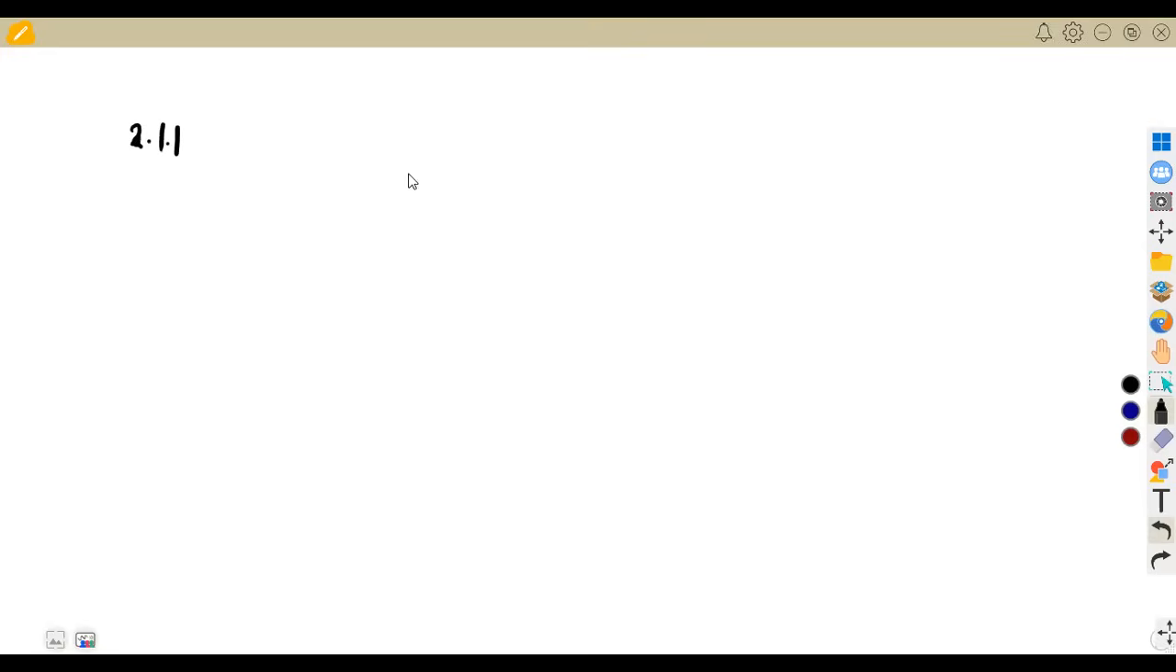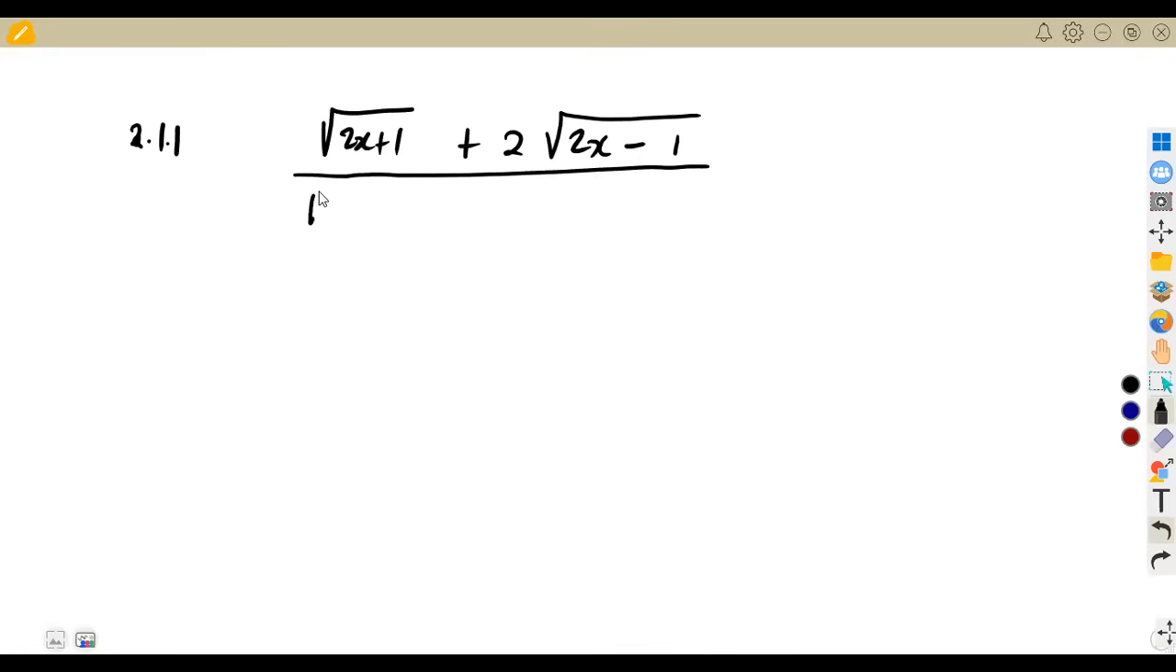And 2.11, we are given the square root of 2x plus 1 that was being added to 2 into the square root of 2x minus 1, all over the square root of 2x plus 1 plus the square root of 2x minus 1, plus x. This is equal to 1. Solve for x.